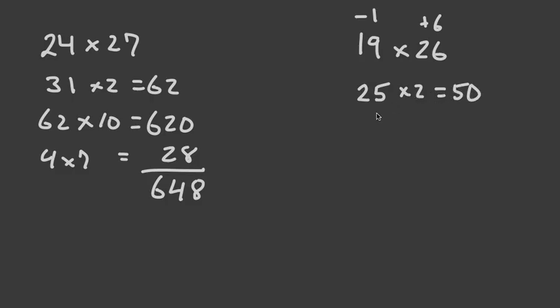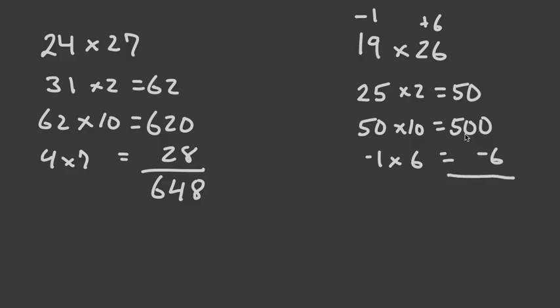And then take that 50 and multiply it by 10. So we have 50 times 10, that's equal to 500. All right, now as a separate step, we're going to take the difference that the number is away from 20 and multiply it by the difference that the other number is away from 20. So 6 times -1, that's equal to -6. So when you take the sum of these two numbers, 500 plus -6, that equals 494. And of course, if we check this on the calculator, it actually is 494.